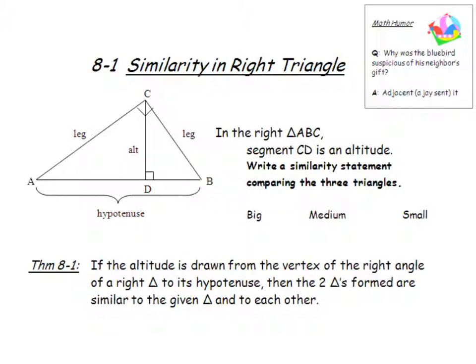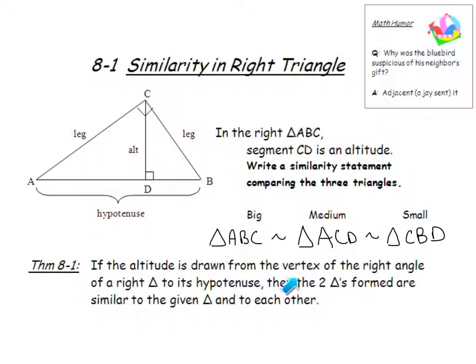So in this case, we've got triangle ABC, that's the big triangle, being similar to, now let's take a look at the medium triangle, matching up with ABC, we've got ACD, and then that smaller triangle, if you take a look at the way that one matches up, we're looking at triangle CBD. Okay? So this is that theorem.